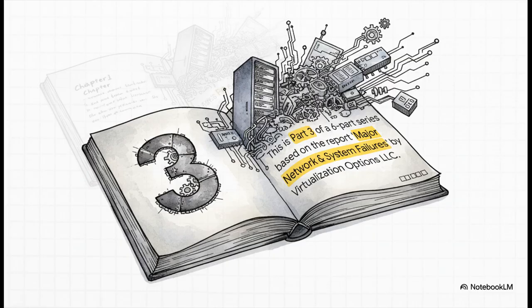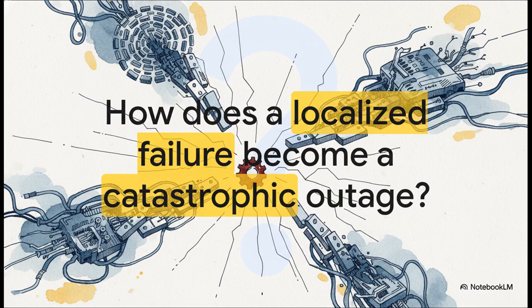This is part 3 of our 6-part series looking at the Major Network and System Failures Report from Virtualization Options LLC. And today, we're focused specifically on Chapter 3, How Failures Spread. So here's the big question, right? How does one tiny localized hiccup turn into a full-blown catastrophic outage that takes everything down with it?